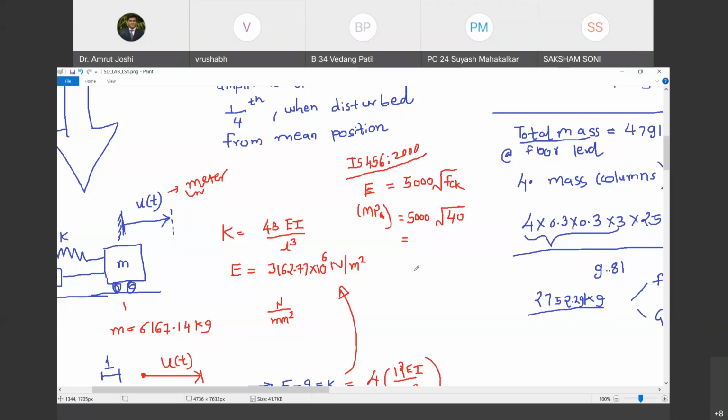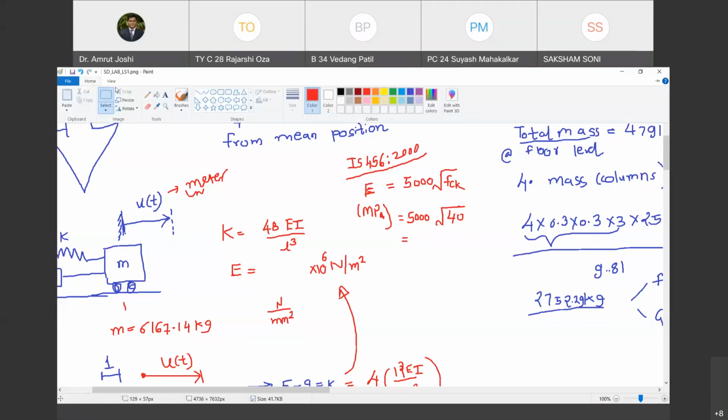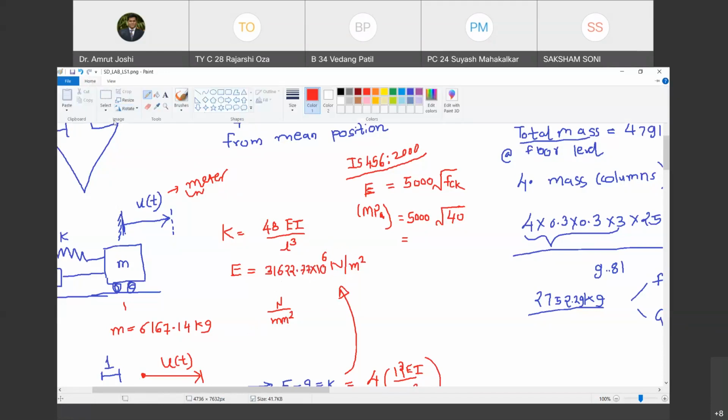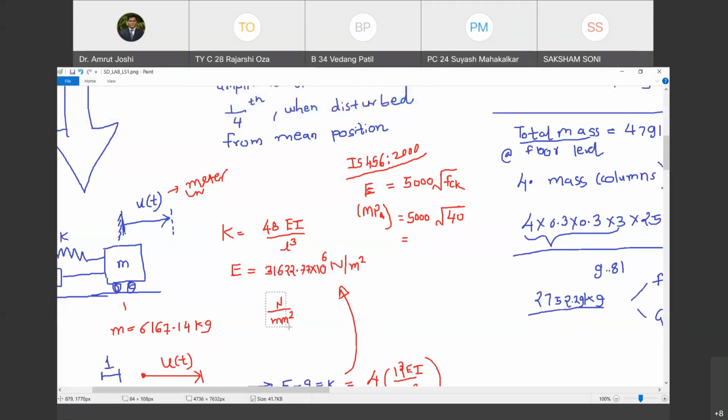Sir, it is 31622. 31622.77. I wrote 3162. Yes. So 31622.77 पर ये वैल्यू है न्यूटन पर mm स्क्वायर में. न्यूटन पर mm स्क्वायर को न्यूटन पर मीटर स्क्वायर में अगर कन्वर्ट करना है तो मल्टीप्लिकेशन इज पेंडिंग बाय 10 पावर 6. So that's what I have done. Do you agree with me now that E is this much into 10 power 6 Newton per meter square? Happy?